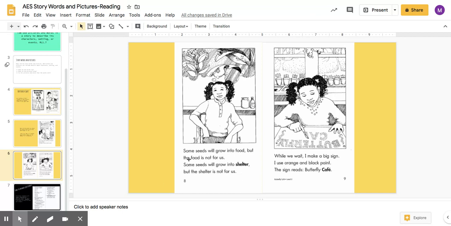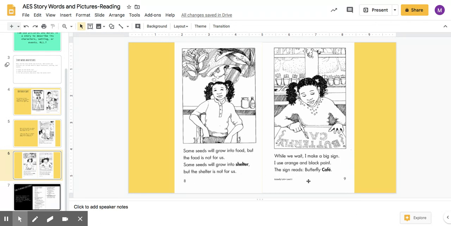So we know that our story is about butterflies. In the words, she says some seeds will grow, but the food is not for us. So if the food's not for them, who is the food going to be for? Butterflies. She also says some seeds will grow into shelter, but the shelter is not for us. Well, if the shelter is not for them, then who is it going to be for? The butterflies. You got all the information from reading the words. Could you get that information from just looking at the picture? No, because there's nothing in this picture to tell you that. There's pictures of flowers, and it looks like there's some bites taken out of the flowers, but that's not enough to tell you what she's saying.